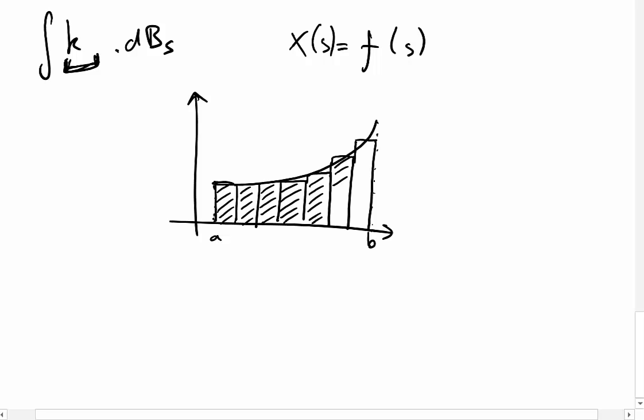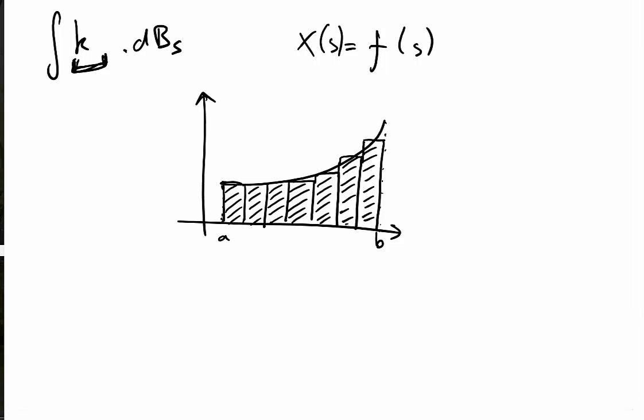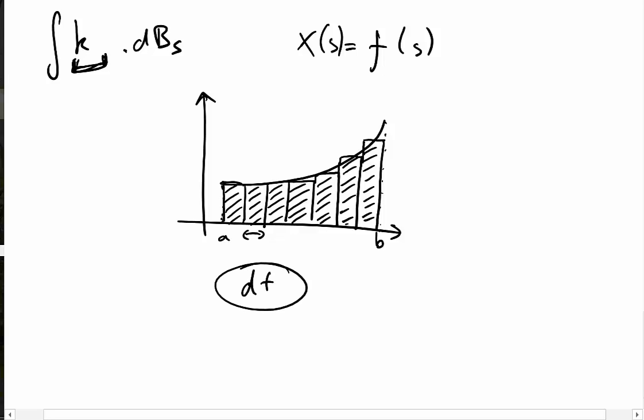Okay, we find the area of each rectangle, something like that. So what is the area of each rectangle? Well, the area of each rectangle will be given by this width. So let's call it dt, so some change in time. All this d just means some change.